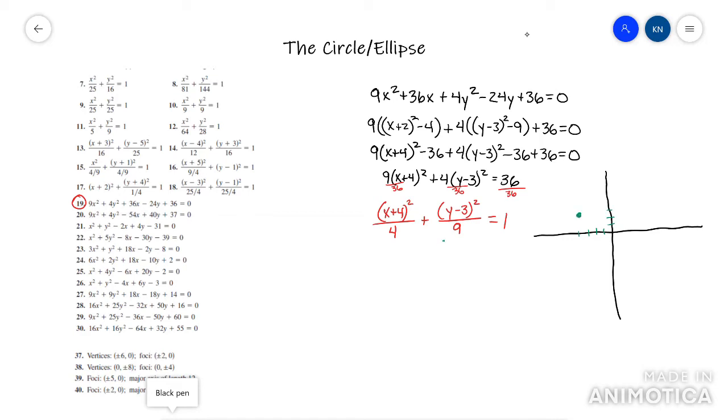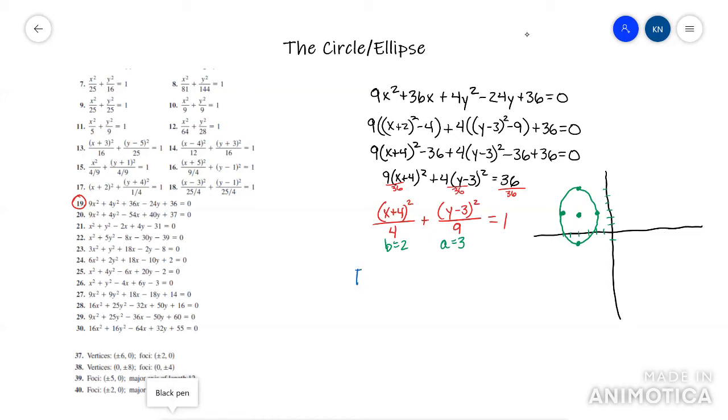All right. A is 3. B is 2. So that means the A is under my Y, which means vertical 3. 1, 2, 3 up. 1, 2, 3 down. Then horizontally, I go 2. So 2 to the right, 2 to the left. This ellipse would look something like that.